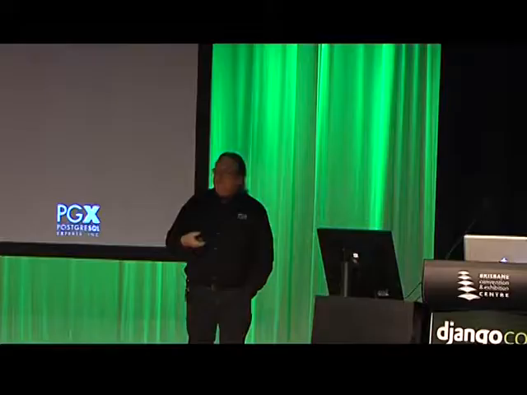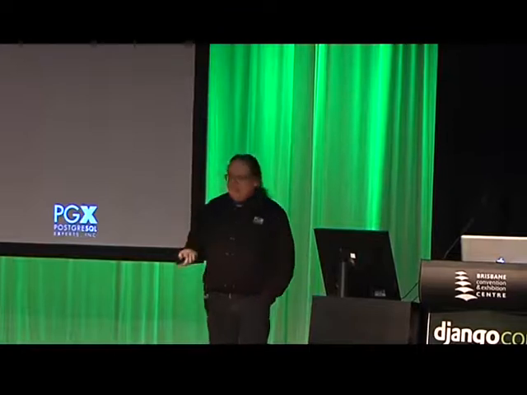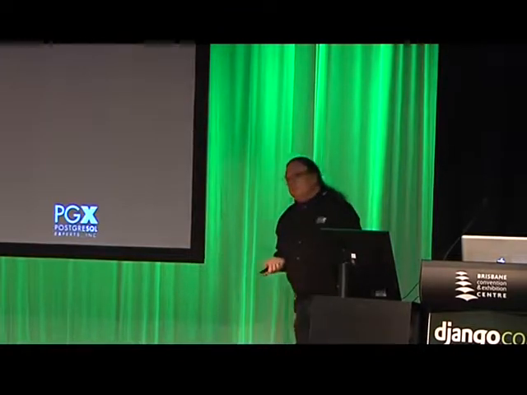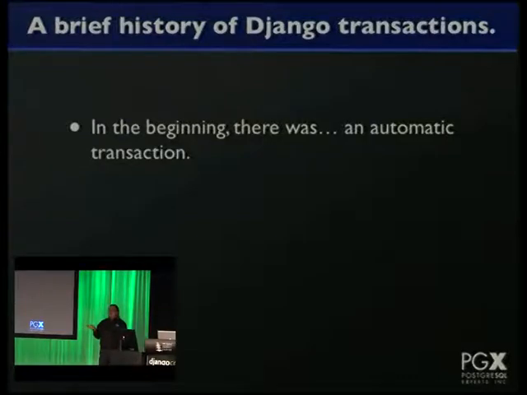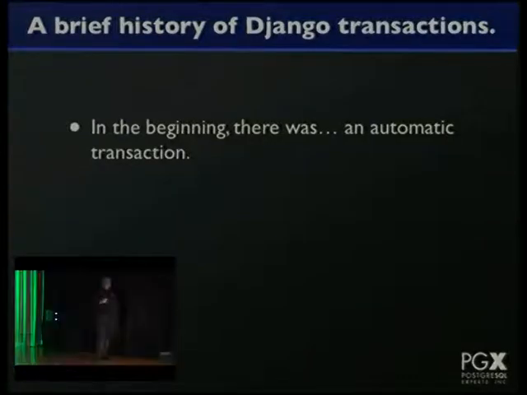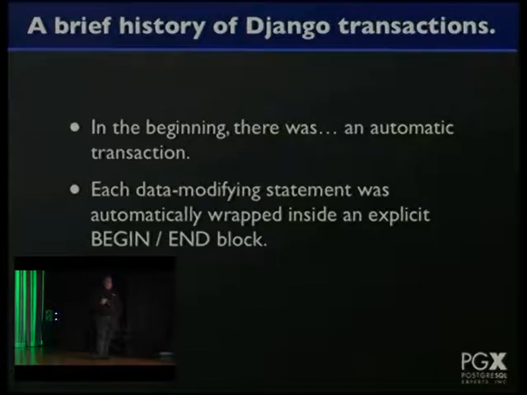So, Django transactions. You look at the transaction code in Django, and clearly there's some history there. There were things on top of things. Fortunately, the situation's gotten much better very recently. In the beginning, the very first behavior Django had was that every time you did a statement, it wrapped it inside a transaction. So if you did an update, there was a begin and end on either side of it, and it did it explicitly.